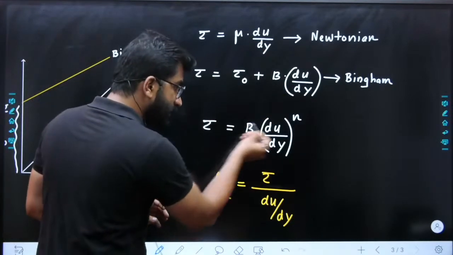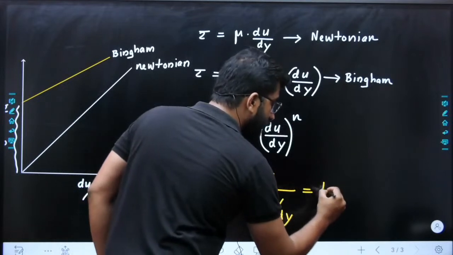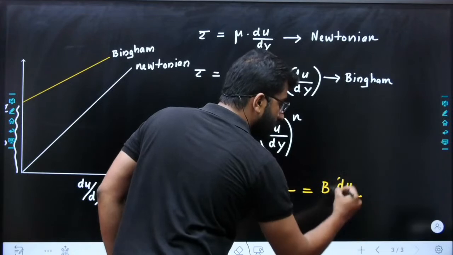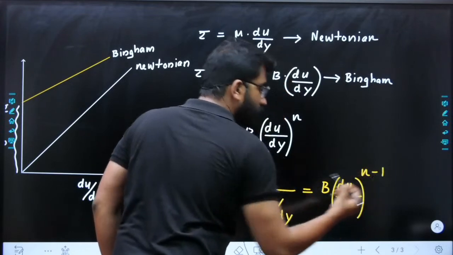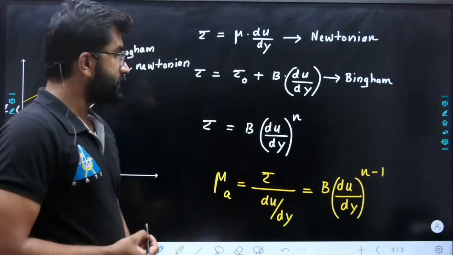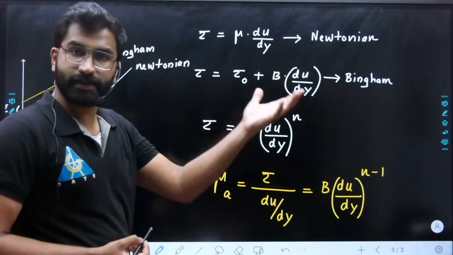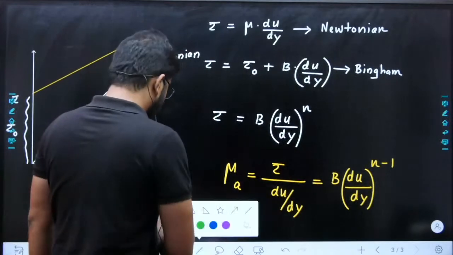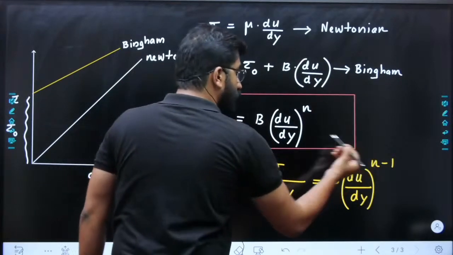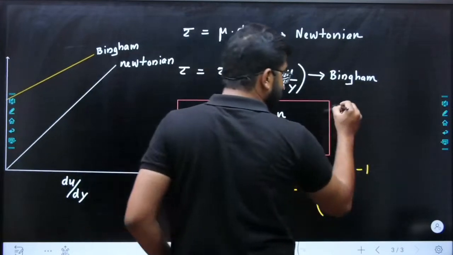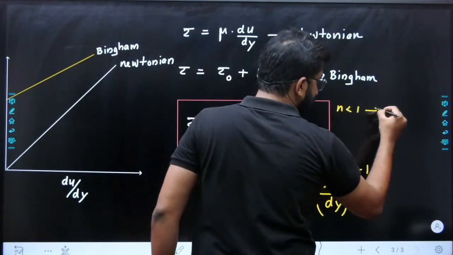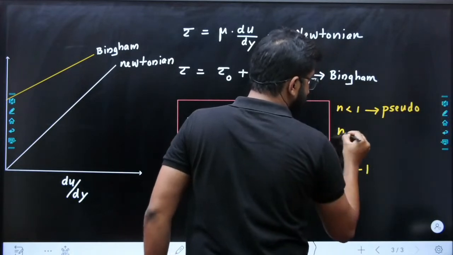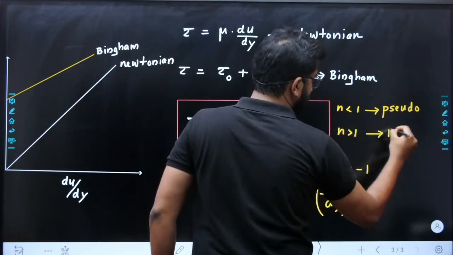So when I substitute this equation here, your equation will become b into du by dy power n minus 1. So always remember, if n is less than 1 it is pseudoplastic, greater than 1 dilatant, that you can remember always based on this equation. If n is less than 1, pseudoplastic; n is greater than 1, dilatant.